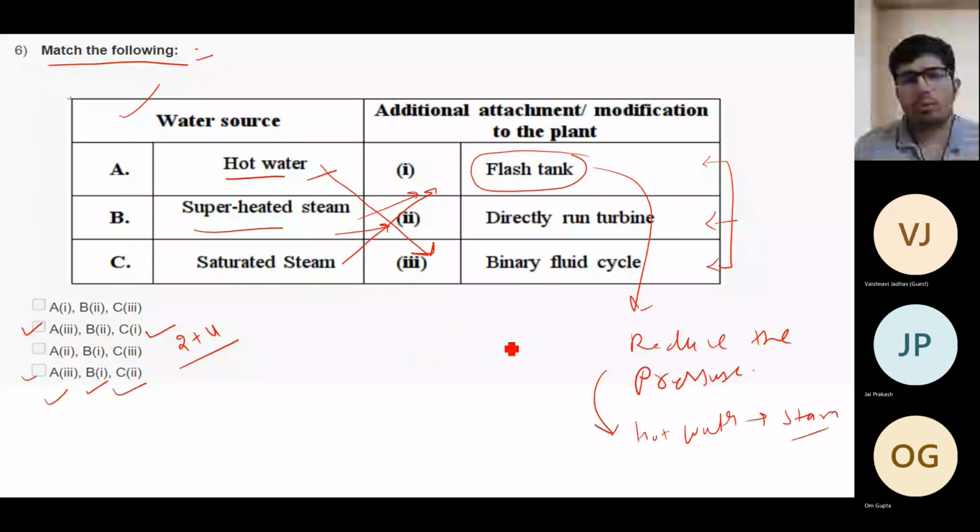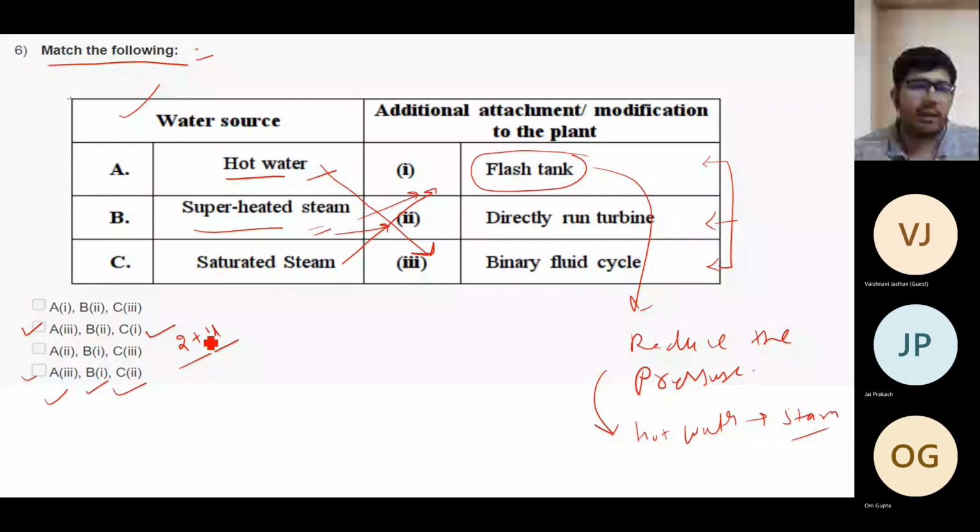So then we are using it. If you are having superheated steam, superheated steam means there are no water droplets, so why would you use the flash tank? We don't require a flash tank in case of superheated steam, because superheated steam is only steam. There are no water droplets. So B1 will be incorrect.